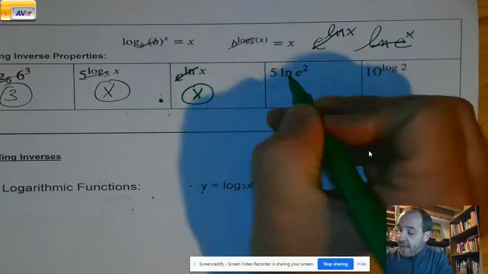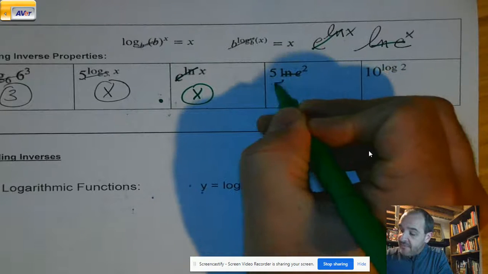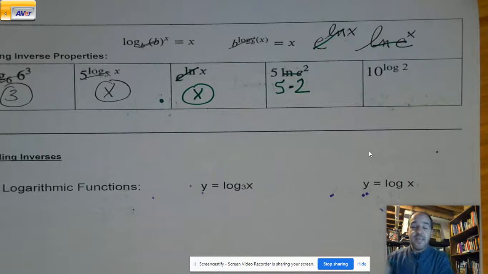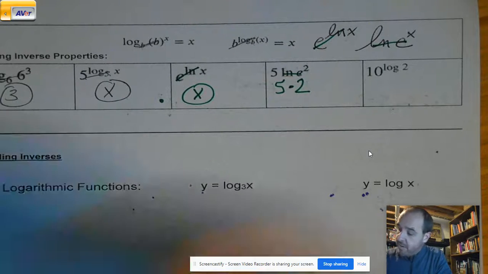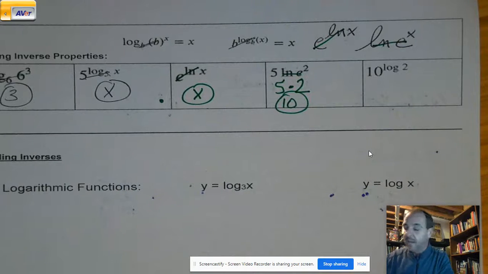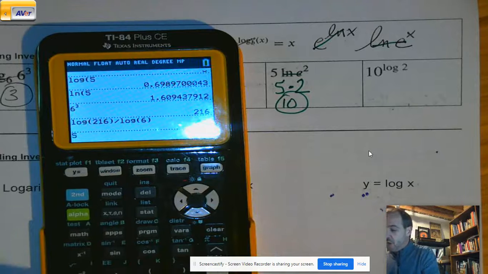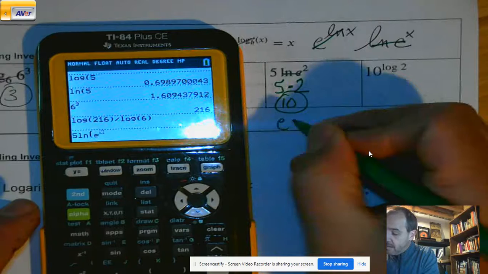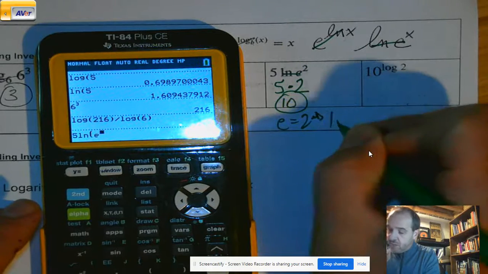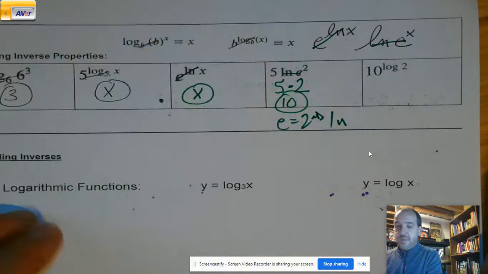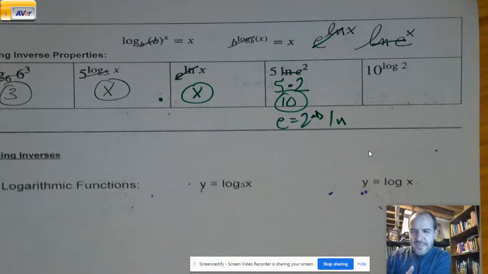Here, ln times e makes this 5 times 2, not 5 squared. That squared was on the e, and the e went away, so the 2 just drops down. Could I type that into my calculator? I could, actually. If you wanted to type that into your calculator because you weren't sure, e is second in natural log. I get the answer.